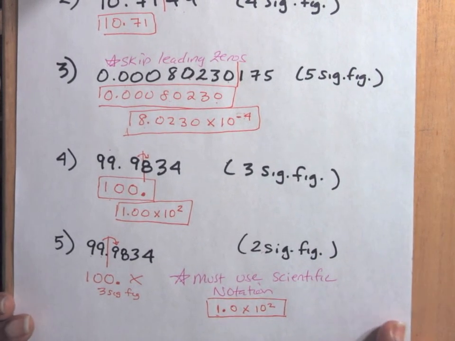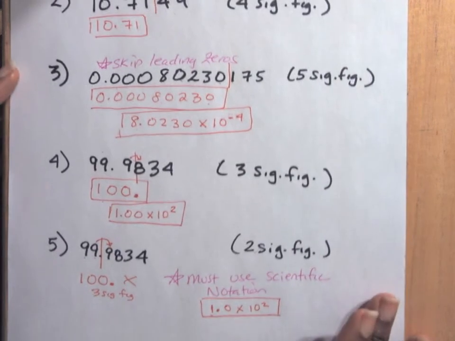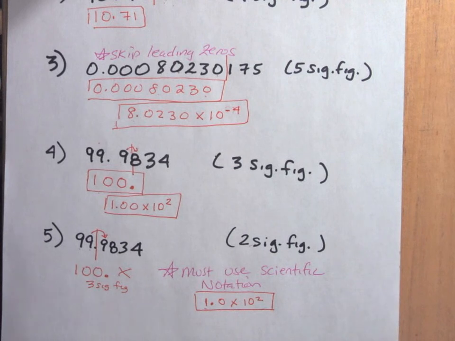Okay, so I hope you found this video helpful. For rounding, again, this is a skill that you use when you are reporting your final answer in a multiplication or division problem to the correct number of sig figs.